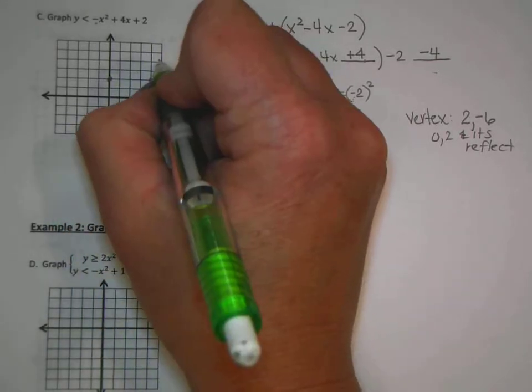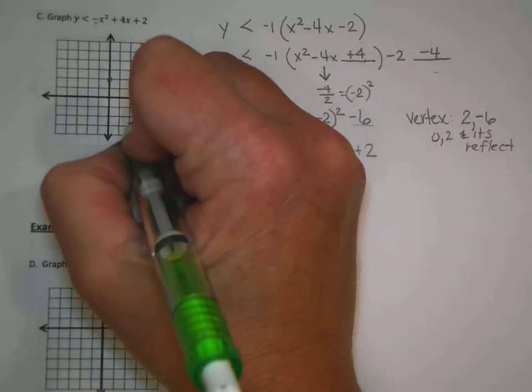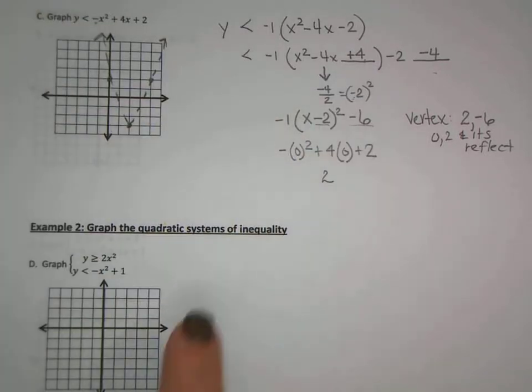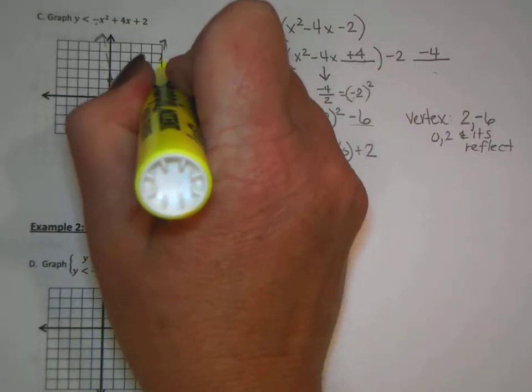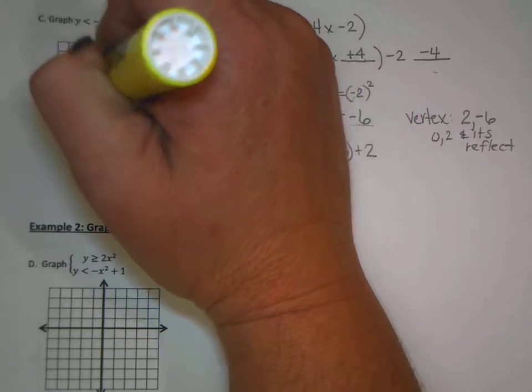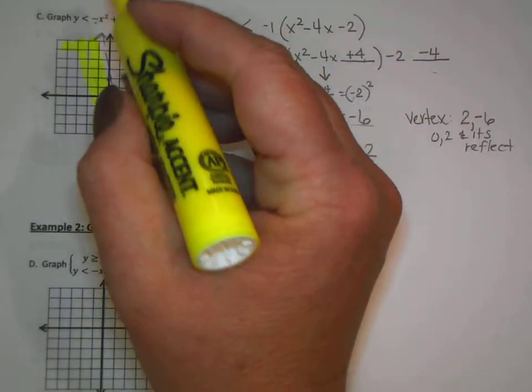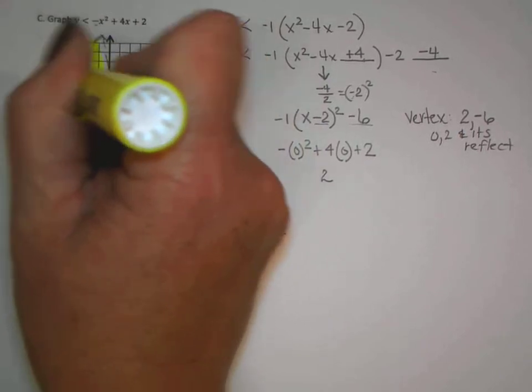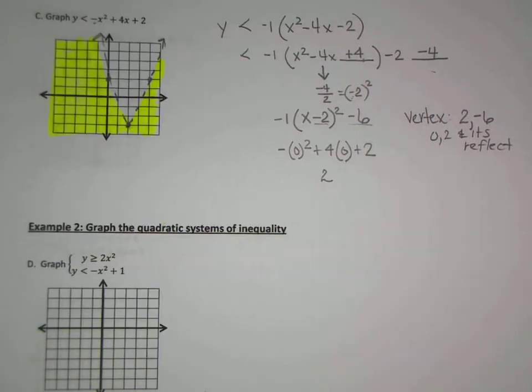Now, this is where we're going to change it up a little bit. Up to this point, it's all been greater than, so you would color inside the parabola, but this one is less than. So this one would actually get shaded out here, everything outside the parabola. So you're basically shading inside the parabola or outside the parabola. That's basically what you're looking at.